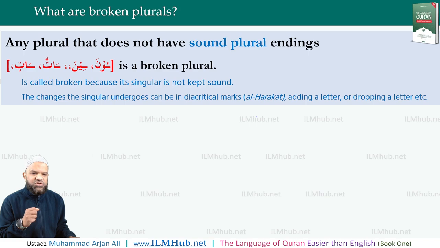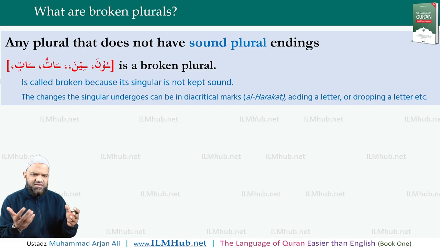So what are broken plurals in Arabic? This is the easiest definition. Simply, any plural, how do you know it's a plural? From the meaning. Any plural that does not have the una, ina, atun, atin ending. That's it. So we call it broken plural, meaning it is not following the standard.